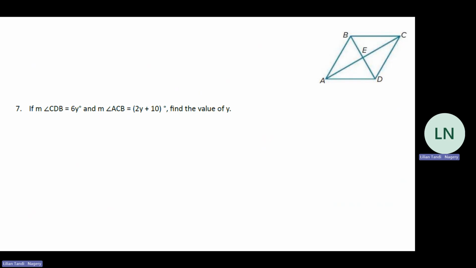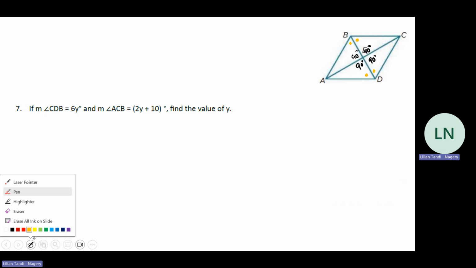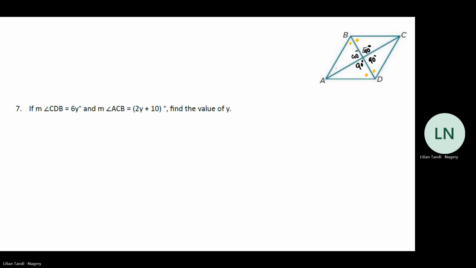Now we are talking about angles in a rhombus. So we first know this is 90 degrees, 90 degrees, 90 degrees, 90 degrees. We also know that this angle has to be the same as that angle, and this angle also has to be the same. We also know that this angle is the same as this angle, which is the same as that angle, and the same as this angle.